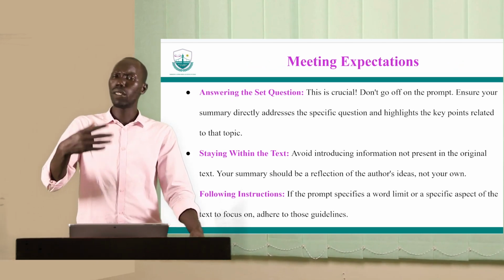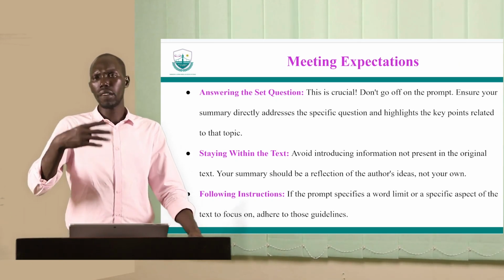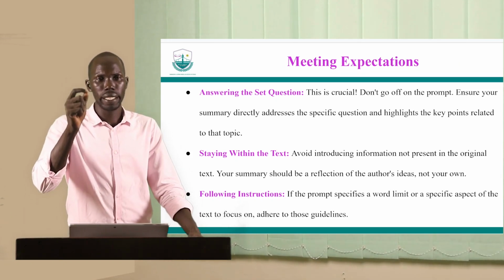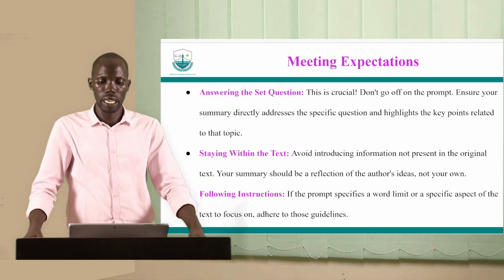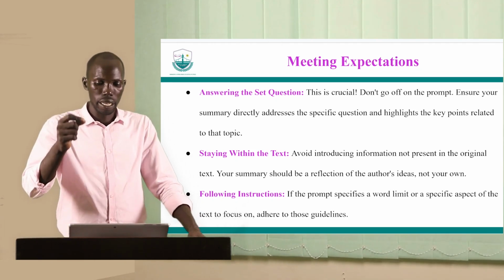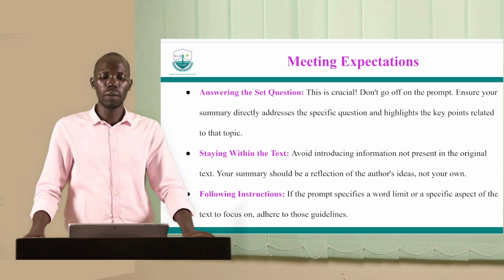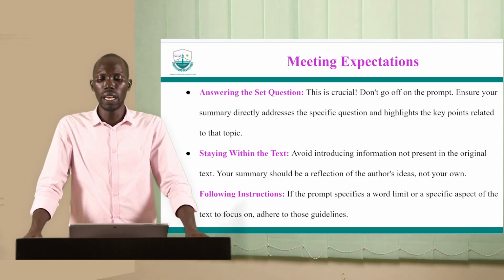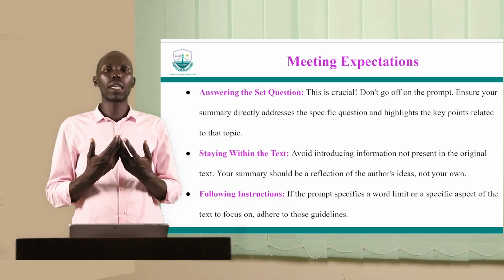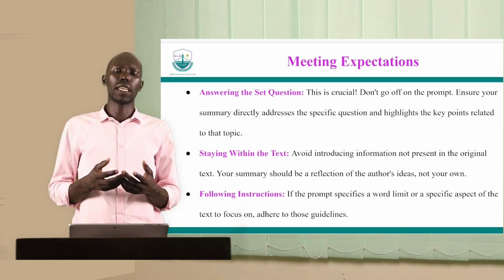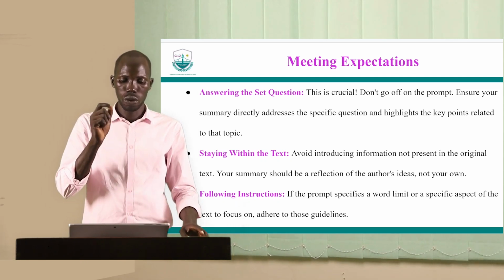And then once you're also answering, you should meet the expectation of the examiner. When given a question, answer the set question. As you're meeting the examiner's expectation, answer the set question. This is crucial. Don't go off the prompt. Ensure your summary directly addresses the specific question and highlight the key points related to that topic. Once you've read the text, what is the main question saying? What are you supposed to do? While you're answering, respond to what you're supposed to do.